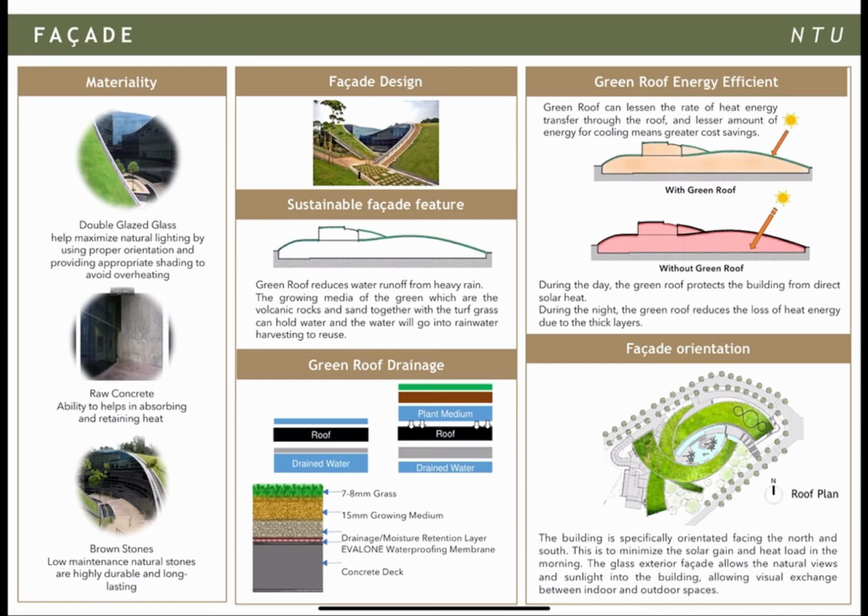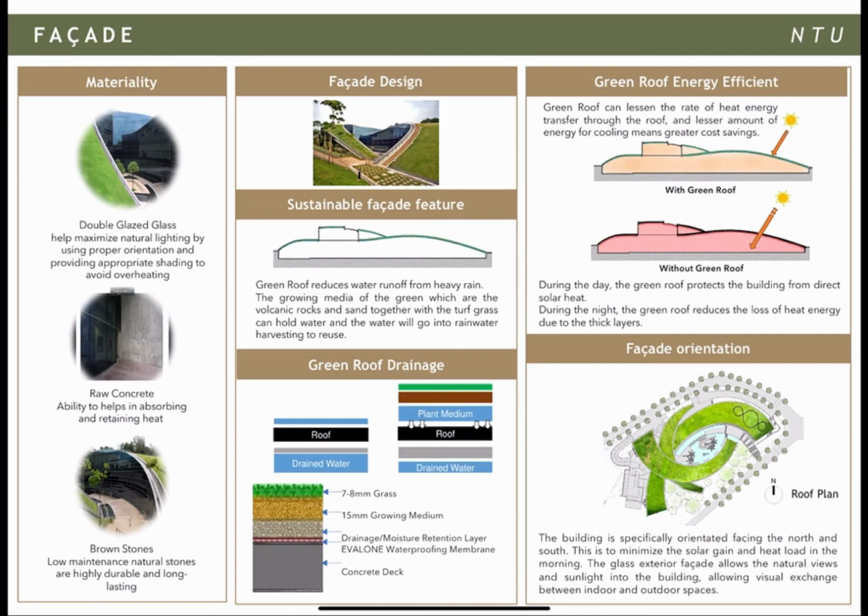For the sustainable facade feature, which is the green roof, it reduces water runoff from heavy rain, and the growing media of the green roof, which are the volcanic rocks and sand together with the turf grass, can hold water, and the water will go into rainwater harvesting to reuse. The green roof drainage is also divided into 5 layers. The first one will be the grass, the second one will be the growing medium, which is the soil, the third one will be the drainage and the moisture retention layer, the fourth one will be the waterproofing membrane, and the fifth one will be the concrete deck.